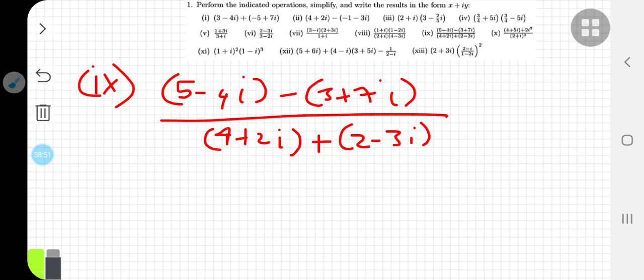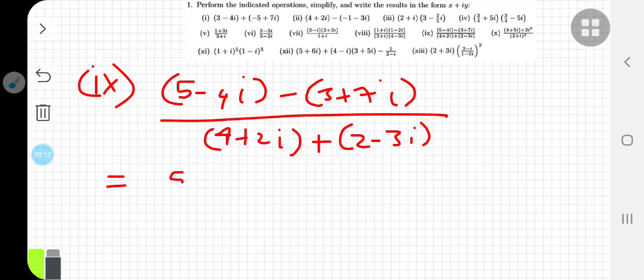So on the numerator, I'm performing the subtraction of complex numbers. On the denominator, I'm doing the addition of complex numbers. So on the numerator, just subtraction of the complex numbers. Denominator is just the addition of complex numbers. So this one is simple.